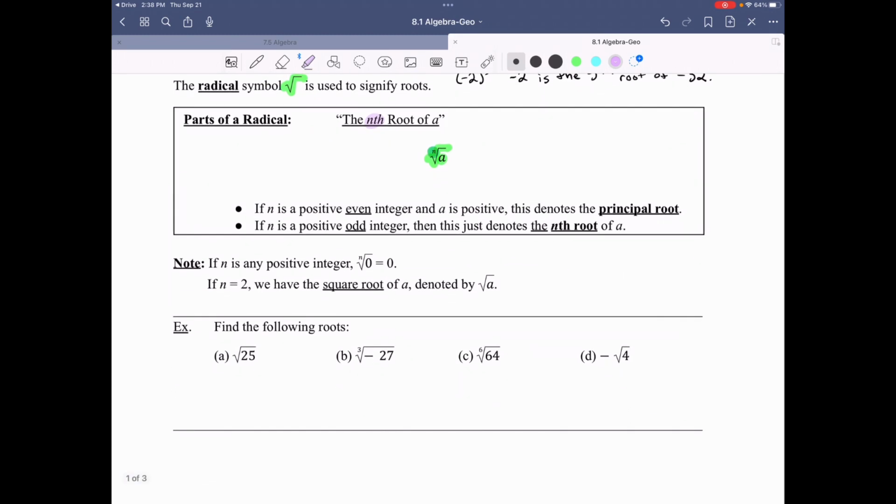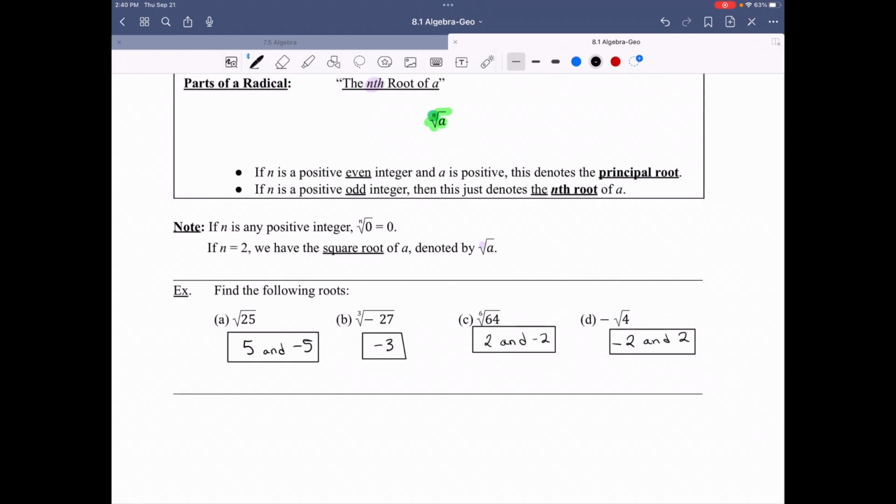Note if n is any positive integer and we take the nth root of 0, the answer is 0. If n equals 2, we have the square root and we don't have to put a 2 because it's assumed for the square root. Let's find the following square roots. Actually, I think I'll have you work in groups on these and then we will go over it. When you're ready, turn your page.